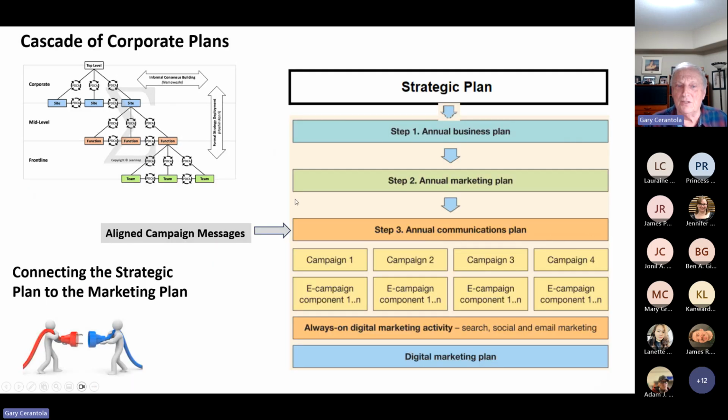Okay, so the thing is that we talked about managing products. We went to competitive advantage, and then we said, all right, now we're looking at the strategic advantage of what's going on, and now we need to connect the strategic plan to the marketing plan.